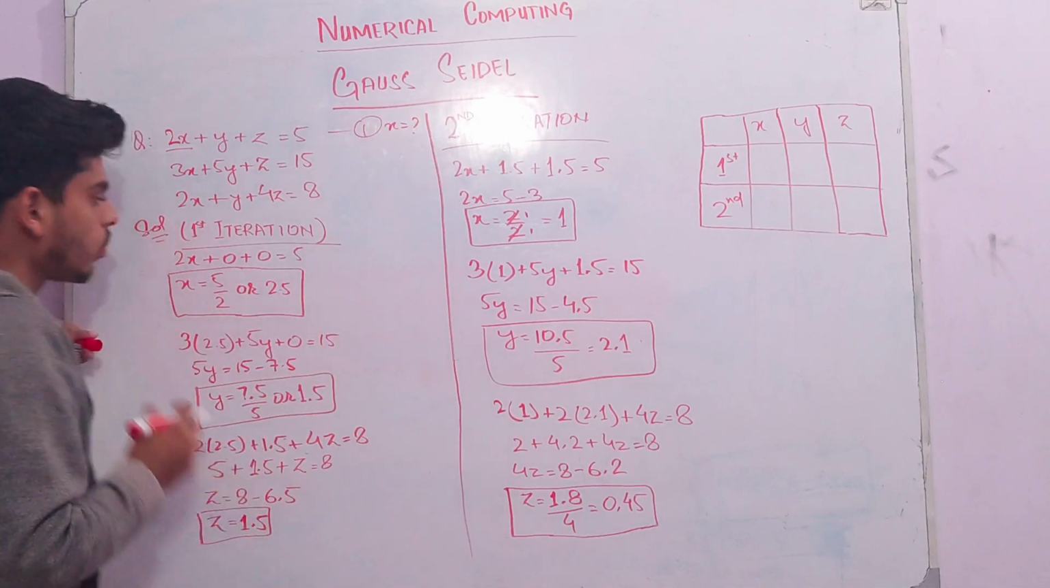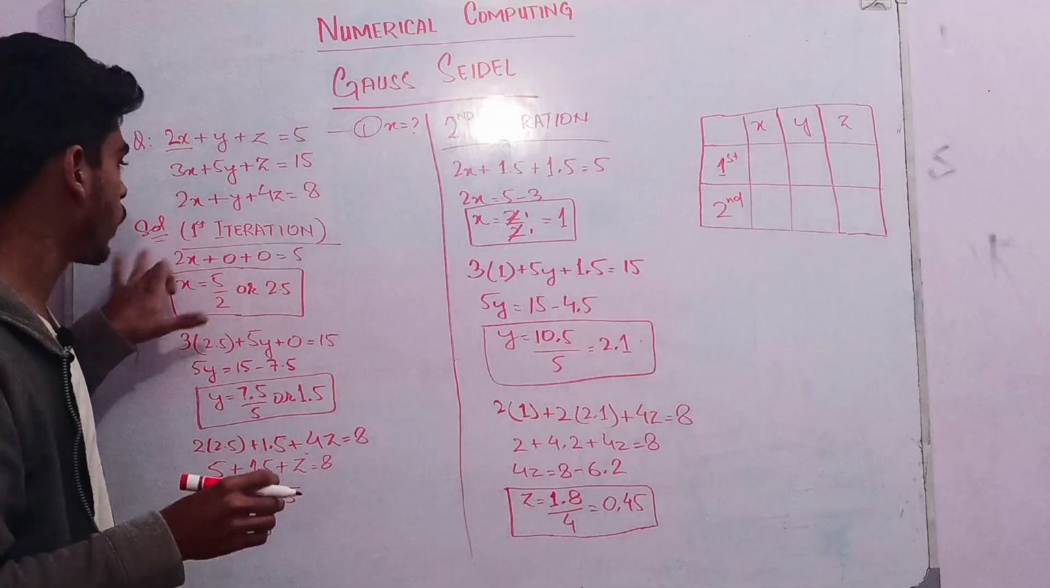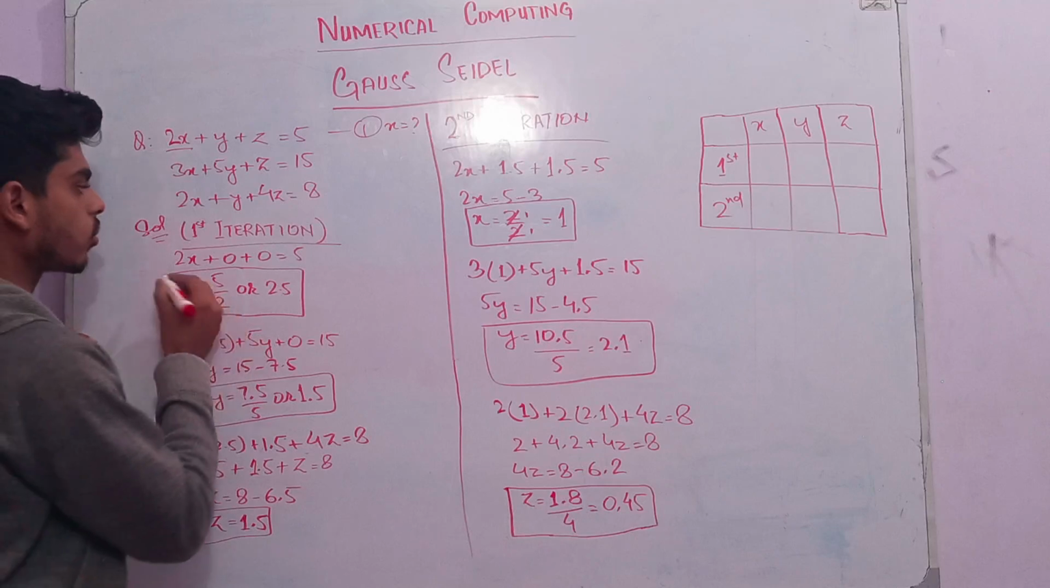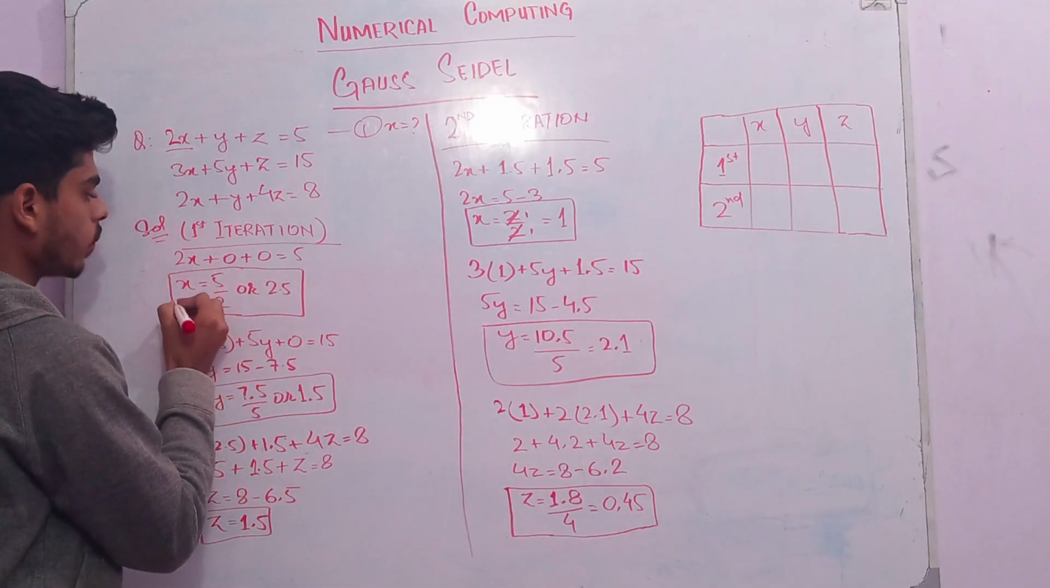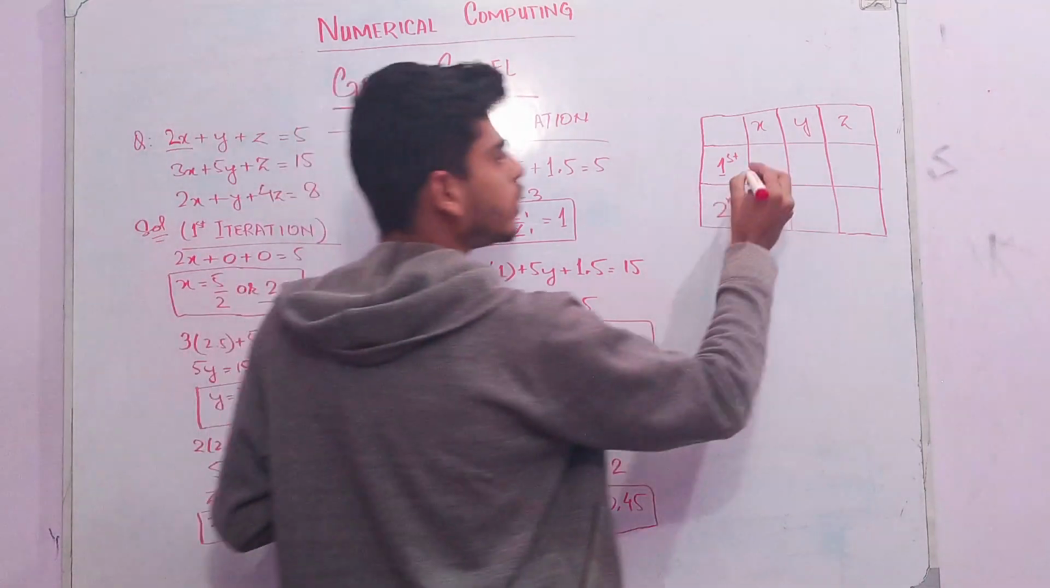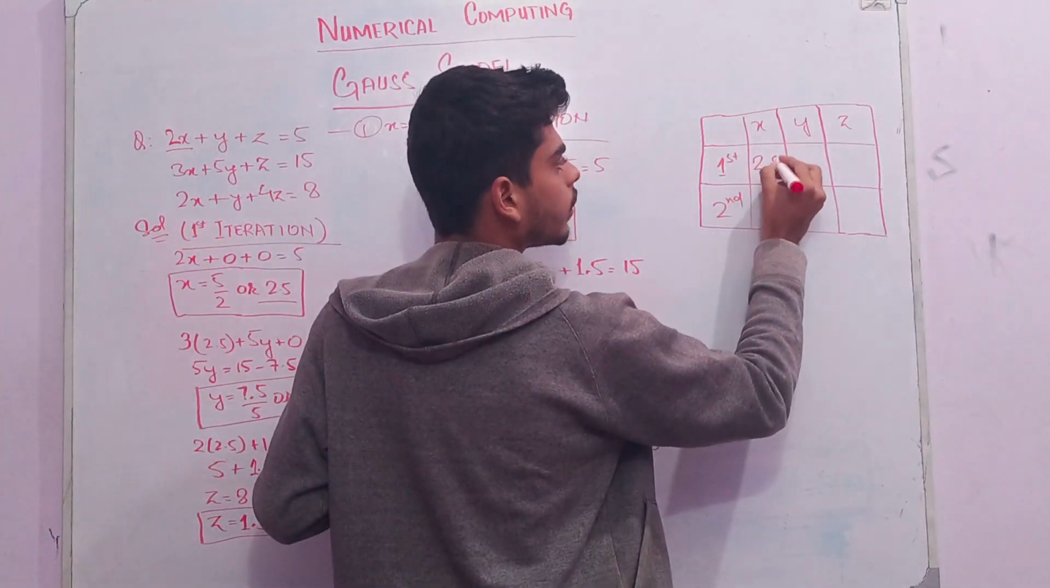To find x, we put y and z equal to 0 and solve this equation. So we get the value of x equals 2.5. Let's put it in the chart.